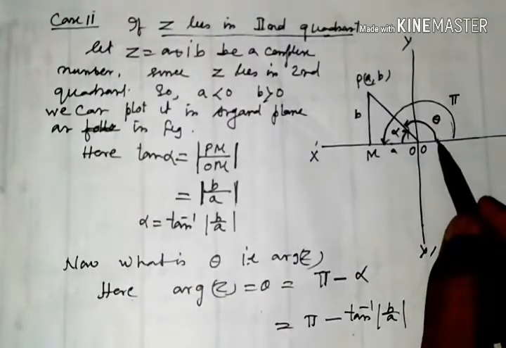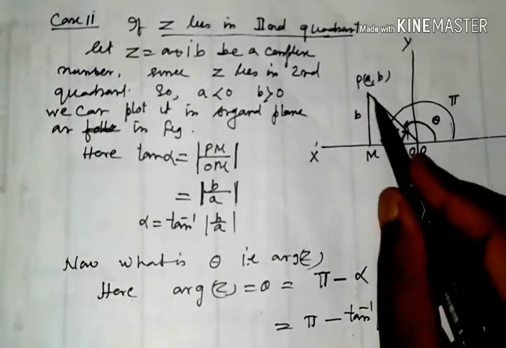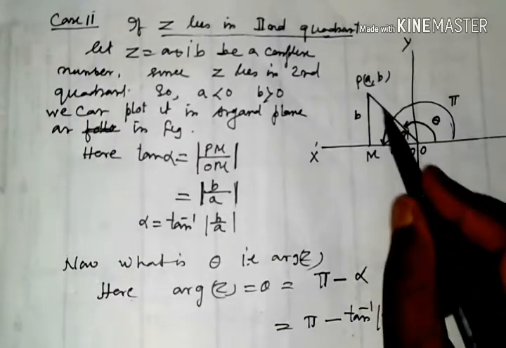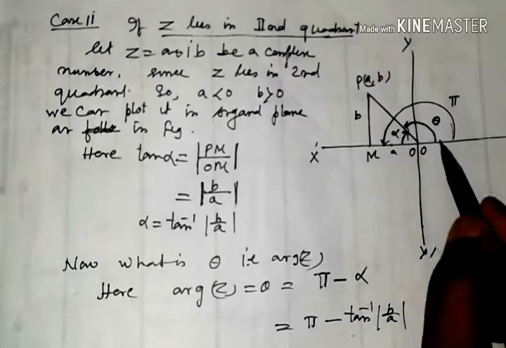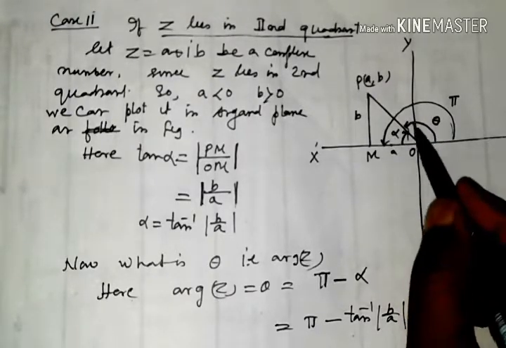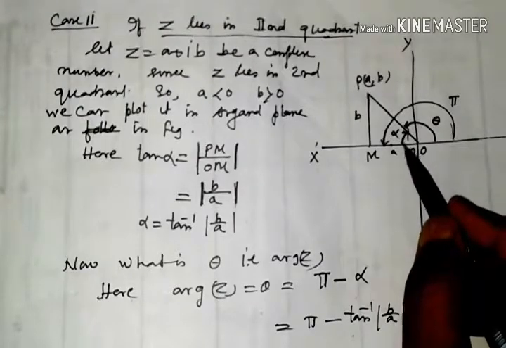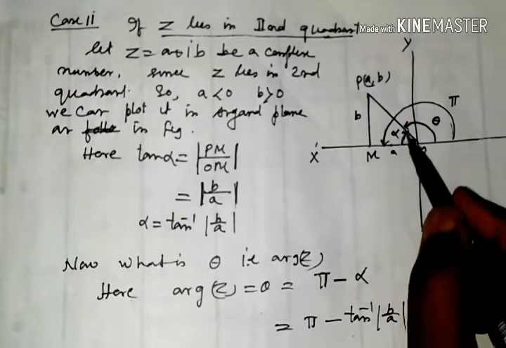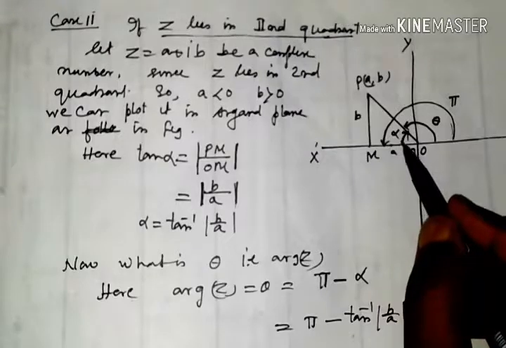Here OP is the modulus of the complex number, and the angle POX, this angle, is the argument, and it is theta. This angle is measured in the anti-clockwise direction. This angle in the clockwise direction, we consider as alpha.